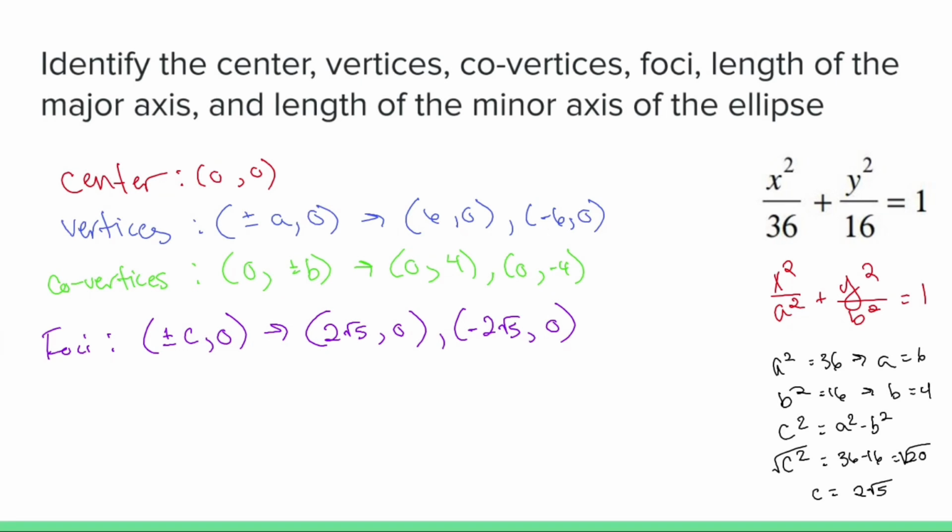The length of your major axis is going to be 2 times a. So no parentheses needed. 2 times a, which is going to be, what did we say was 6? So 2 times 6, which is 12. That's the length of your major axis. And the length of your minor axis is going to be 2 times b, which is 2 times 4, which is 8.